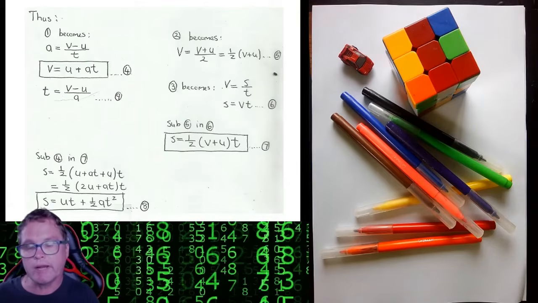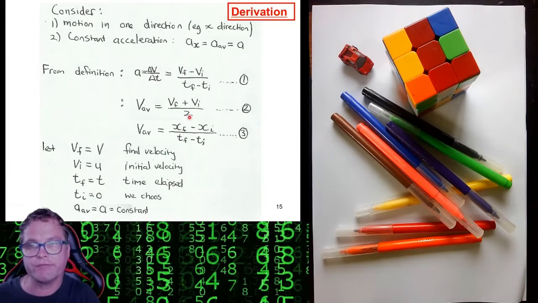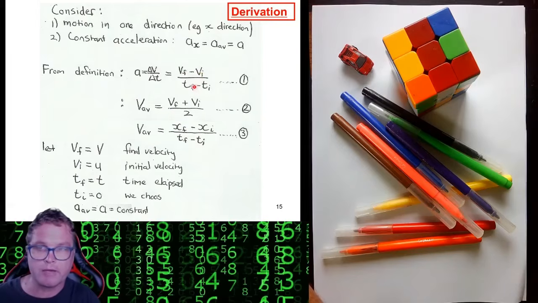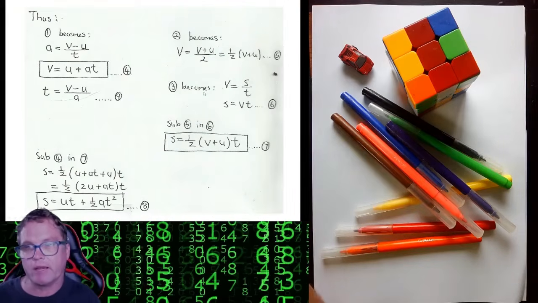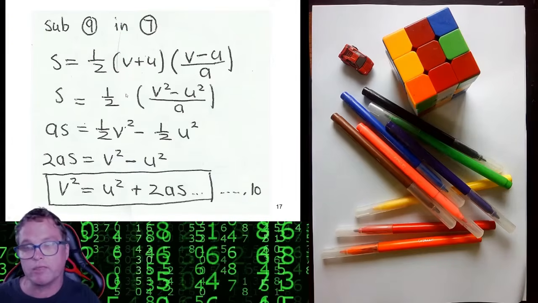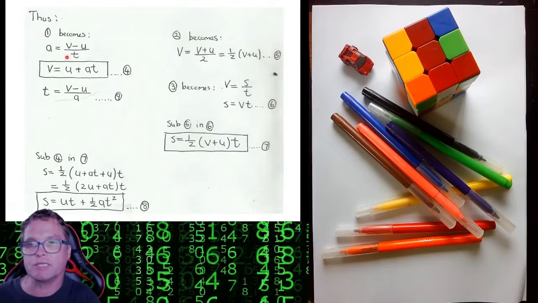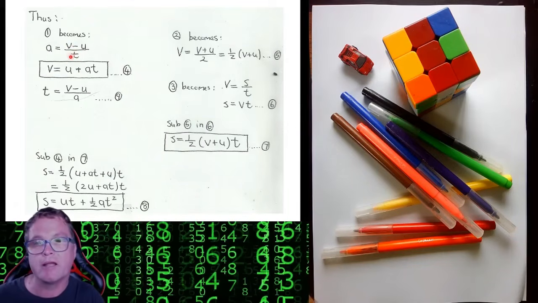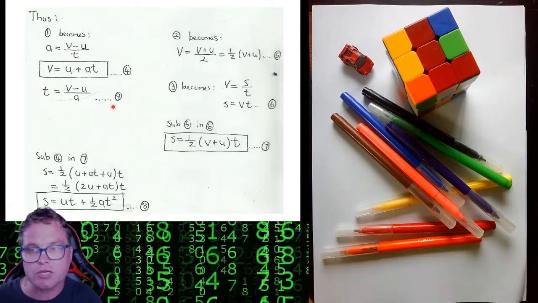So equation 1, which was the definition of acceleration, we can simply call Vf v, we can call Vi u, and at the bottom we will have t. Then equation 1 gives us acceleration is v minus u over t. If we rearrange that to make v the subject of the formula, we then have v is equal to u plus at, which is the first equation. This equation 9 is also going to be useful. This is just obtained by rearranging this expression, making t the subject of the formula.